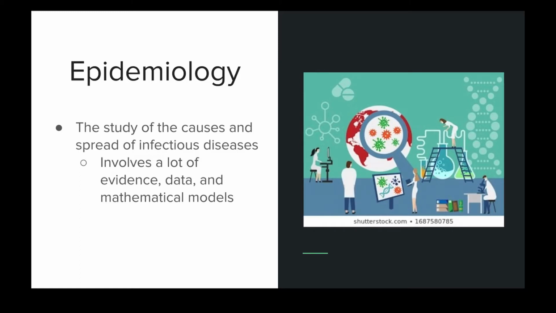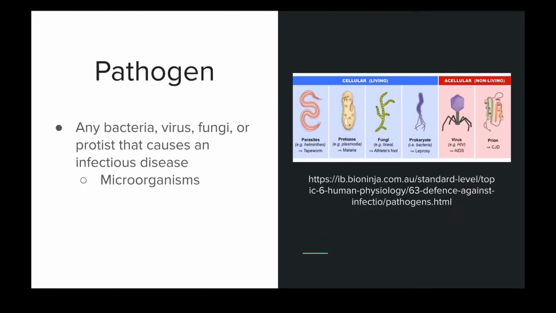So let's keep going. A pathogen is any bacteria, virus, fungi, or protist that causes an infectious disease. And an important thing to note is that these are all microorganisms. Bacteria, virus, fungi, protists, they're hard to see with the naked eye. In fact, you can't see them with the naked eye. You can only see them under a microscope. But they have a large impact based off of their function.